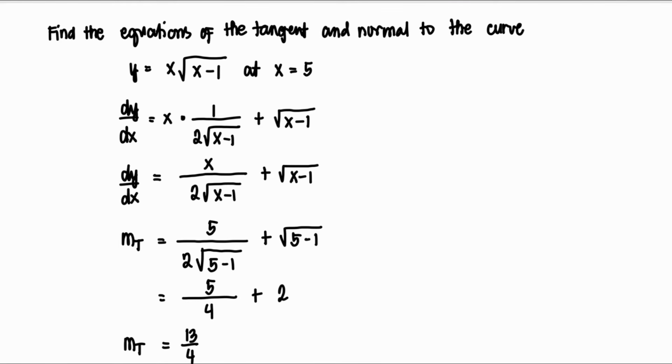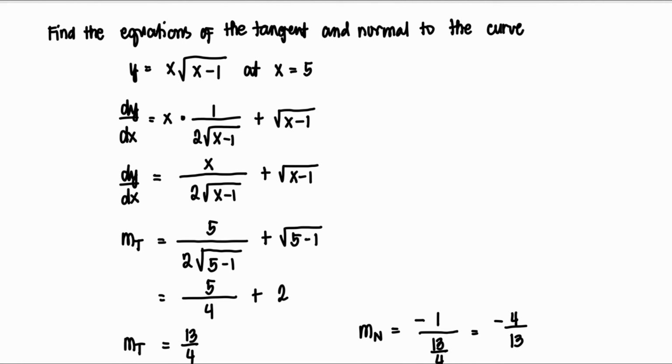And therefore, the slope of the normal line is the negative reciprocal. So that's negative 1, you always start with negative 1, divided by the slope of the tangent line, 13 over 4, meaning that's equal to negative 4 over 13. So you just interchange the numerator and the denominator.